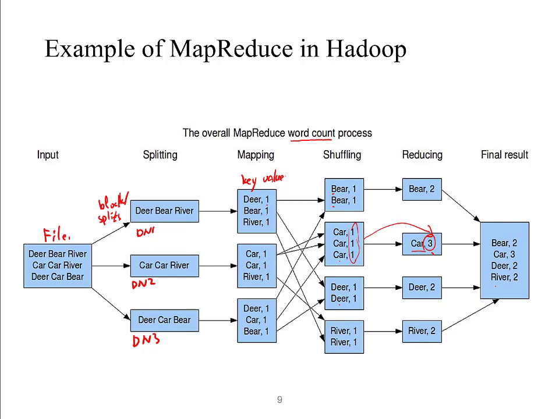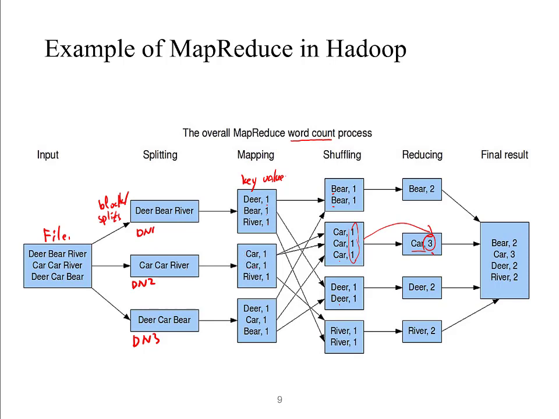and finally it will be aggregated together. So if we want to do a combine here, for example, we have 2 cars in this block, right?